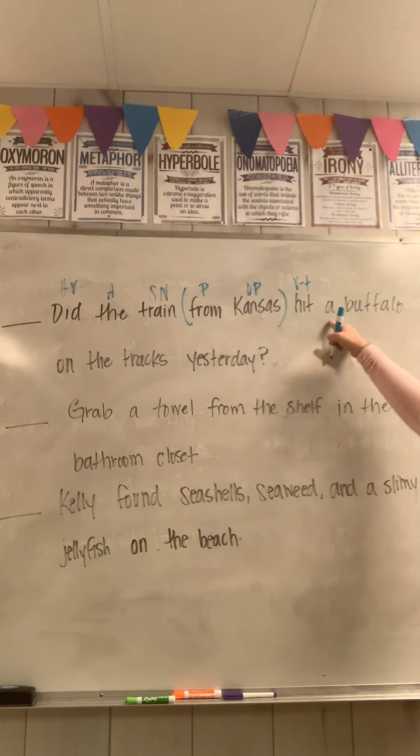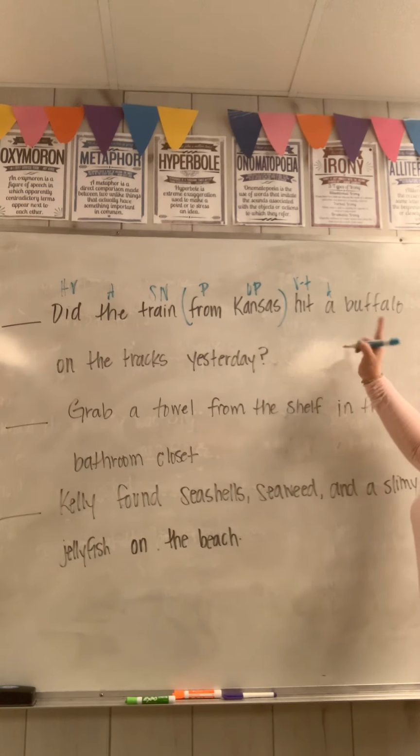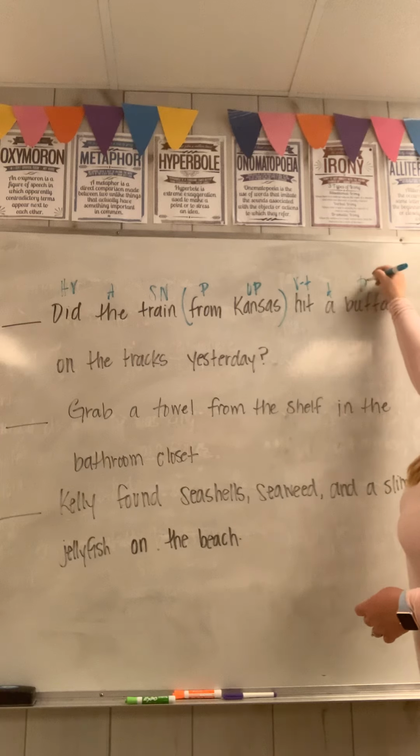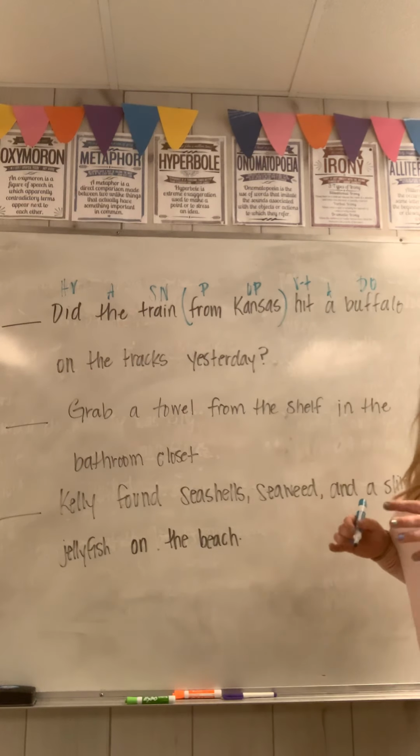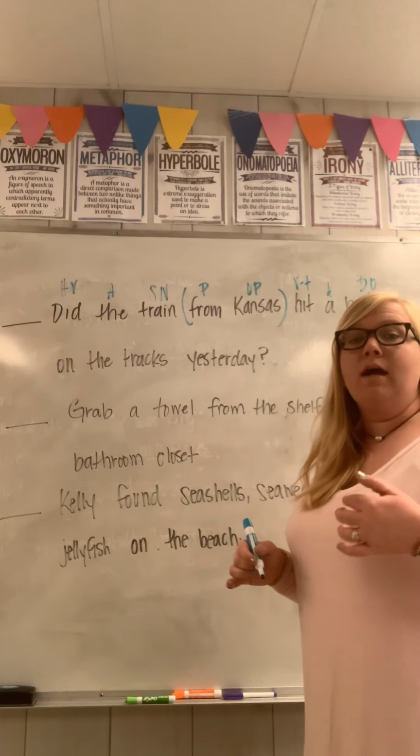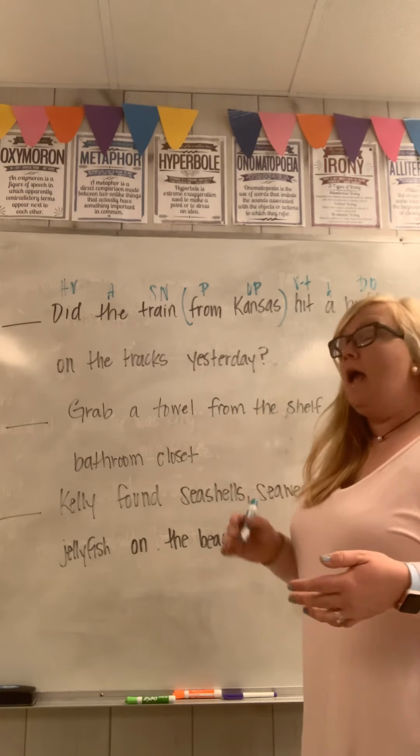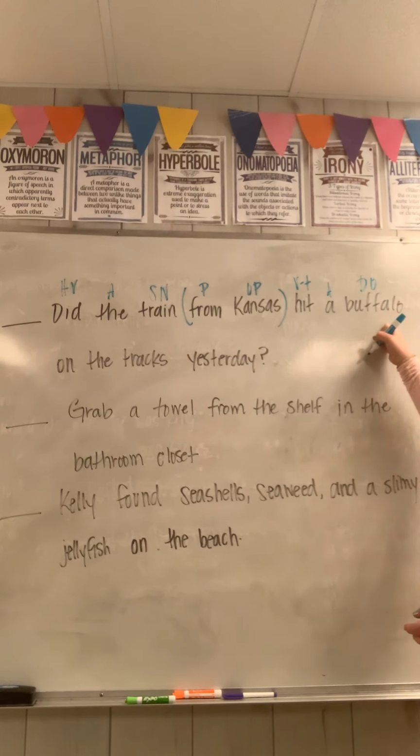And then a is our article adjective again. And did it hit what? Did it hit a buffalo? So that's going to be our direct object. Remember, you take the verb in the sentence and you ask what or whom. And if you can answer either one of those, then that's your direct object.